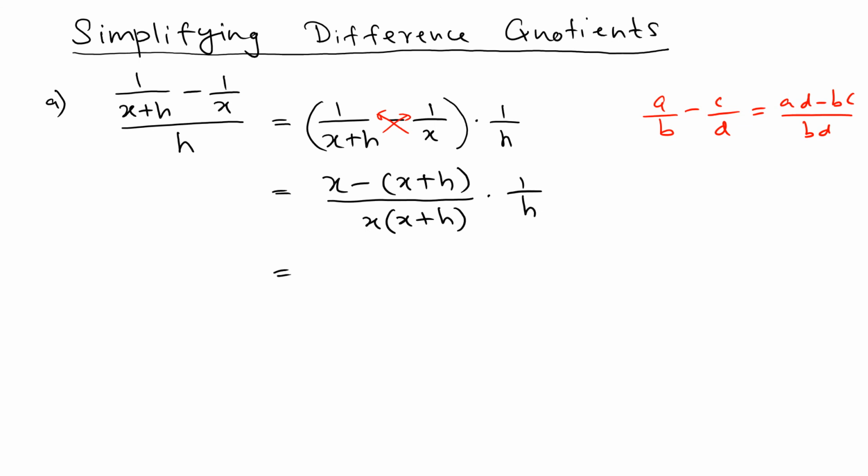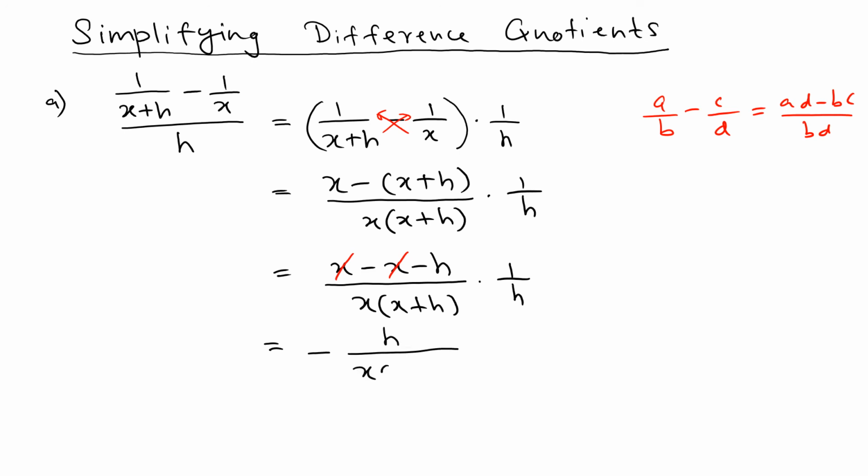And then if you distribute, you can see x minus x minus h over x plus h times 1 over h. You can see that x minus x gets cancelled first. Once you do that, you get negative h over x plus h times 1 over h. Now you can cancel h and h. That's the second step. And then you end up with negative 1 over x plus h as the final simplified form. So this is how you simplify a fraction like that.